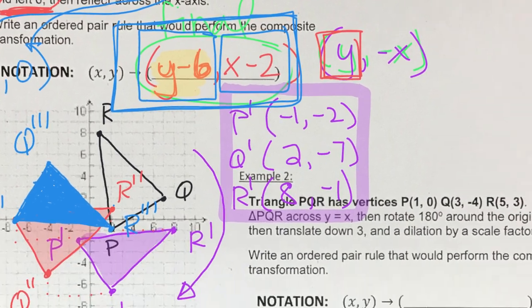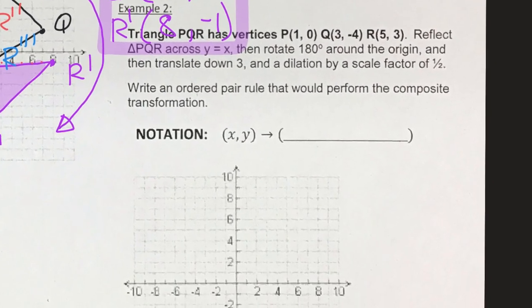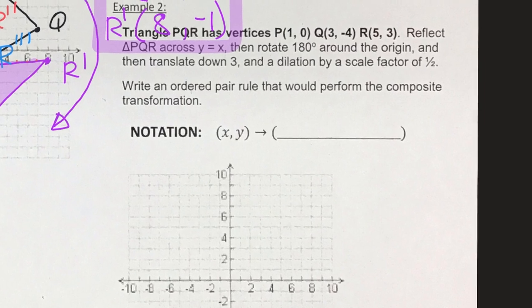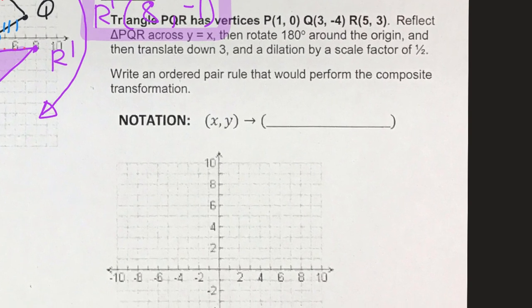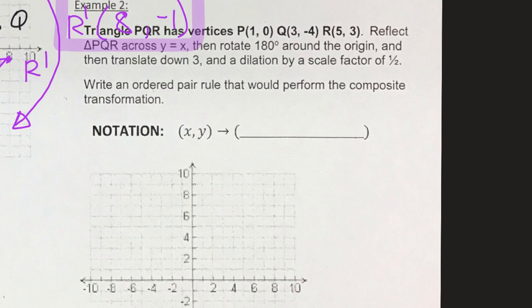Okay, let's try it again with this one. We have a reflection across the line y equals x, and then a 180 rotation, and then a translation down 3 units, and then a dilation by a scale factor of 1/2. So this has all of the things. So let's do it. First, we're going to reflect it across the line y equals x.